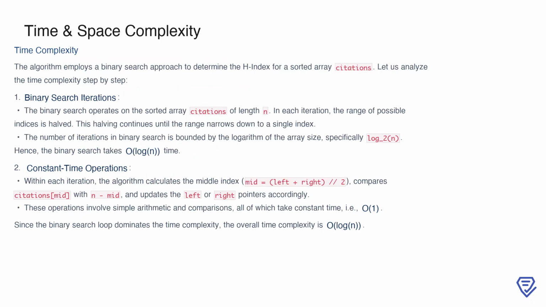The time complexity of this algorithm is primarily determined by the binary search process. In a binary search, we repeatedly divide the range of indices in half until we isolate the target index. For an array of size n, this halving occurs approximately log base 2 of n times, meaning the binary search itself runs in O(log n) time. Within each of these iterations, we perform constant time operations like calculating the middle index, comparing values, and updating pointers. These operations are simple and do not depend on the input size, so they contribute O(1) time per iteration. As the binary search dominates the runtime, the overall time complexity of the algorithm is O(log n).